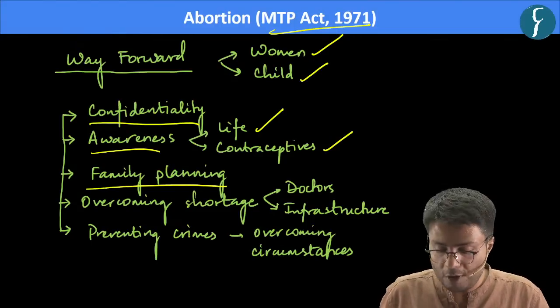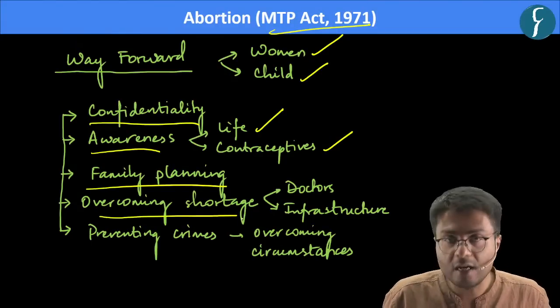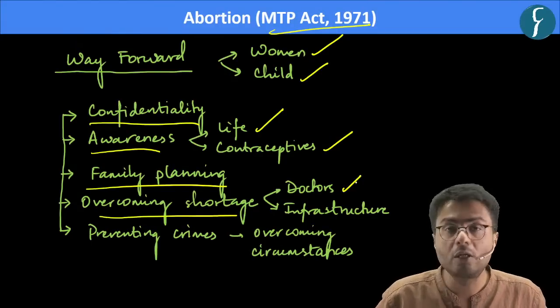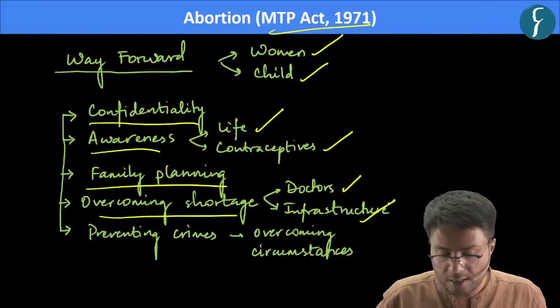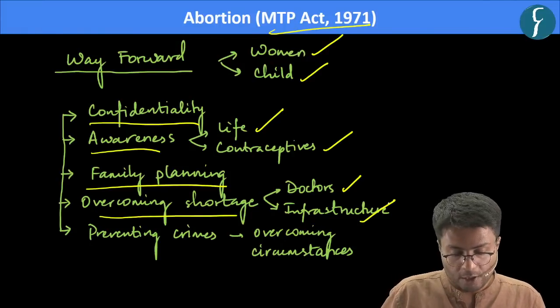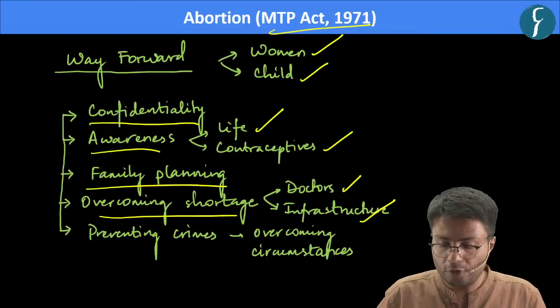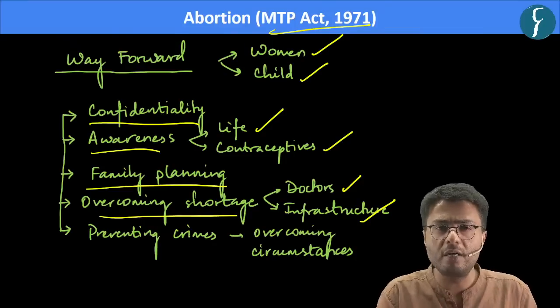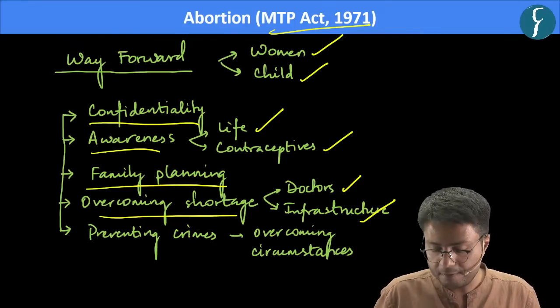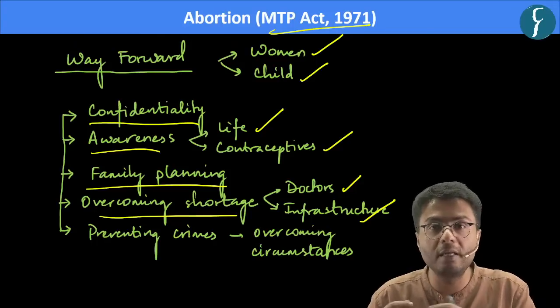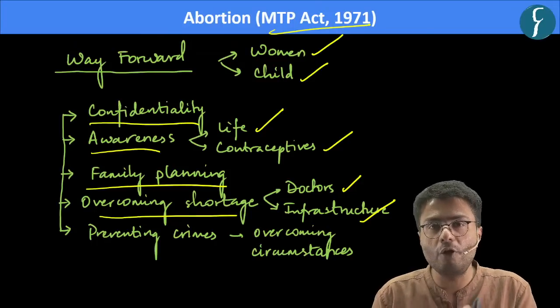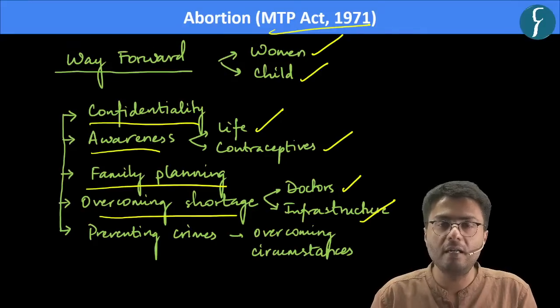Also, there is a need to improve shortages which are currently related to doctors as well as infrastructural setup, because there is a significant amount of shortage in doctors which we have already discussed in the previous slide. And only by overcoming this shortage will the implementation of the MTP Act be done in a better manner.